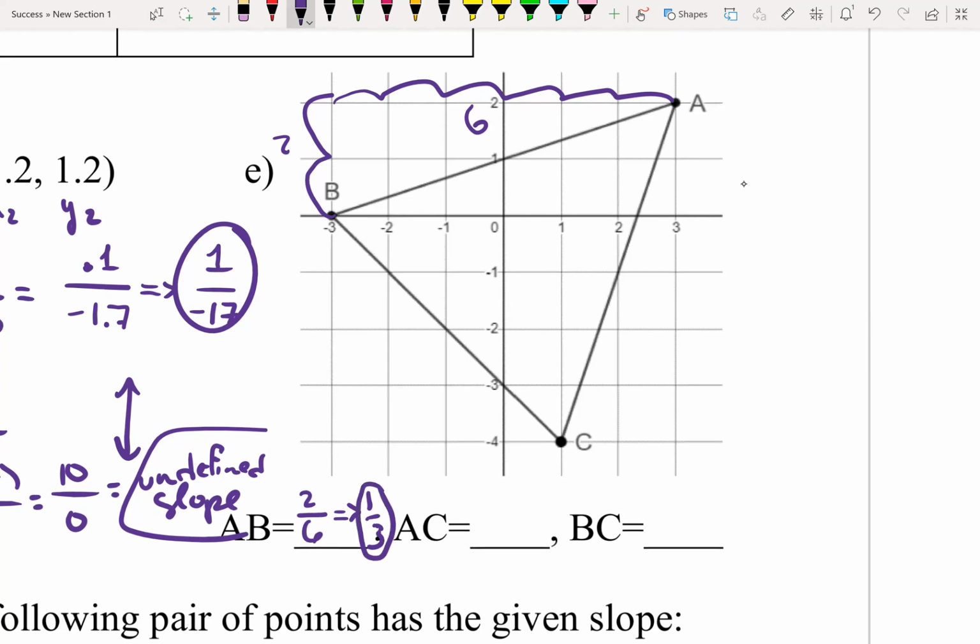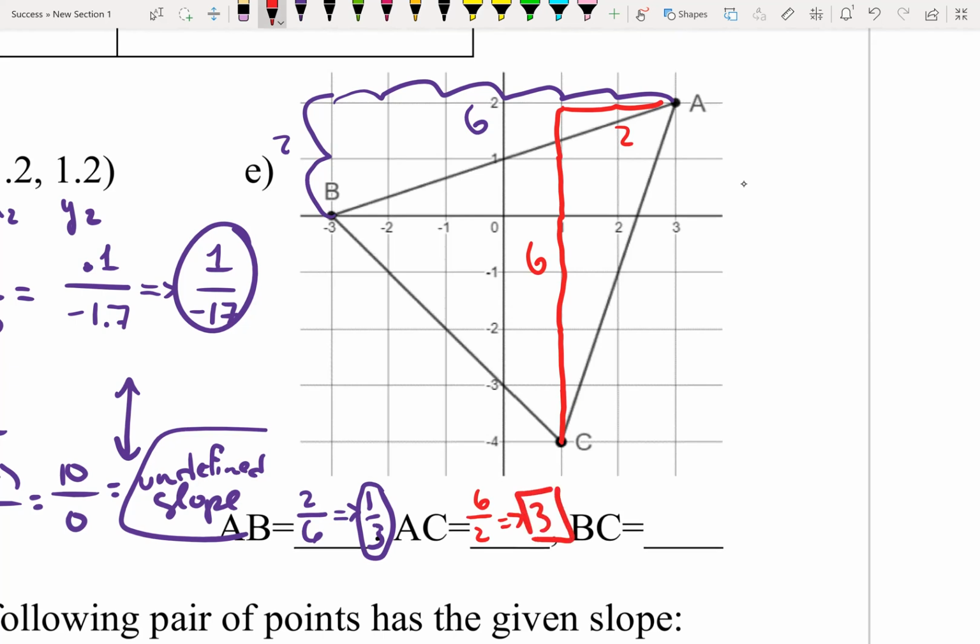Same thing for AC. All right, I'm going to try to use red, mix up the colors a little bit. I'm going up 1, 2, 3, 4, 5, 6. Running 1, 2. Oh, this one's kind of the opposite of the one we just did, right? This one is 6 over 2, which is the same thing as 3, or 3 over 1.